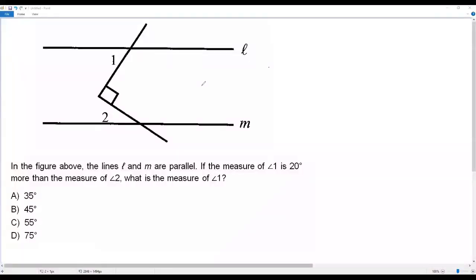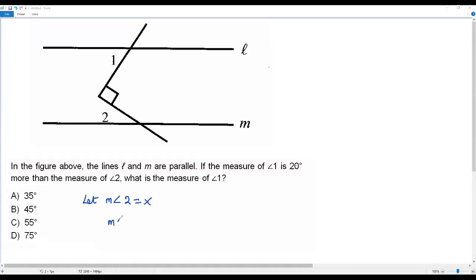Here we have a SAT math question. Okay, let's go with the information. In the figure above, the lines L and M are parallel. If the measure of angle 1 is 20 degrees more than the measure of angle 2, what is the measure of angle 1? Okay, now let me assume that the measure of angle 2 equals x degrees.